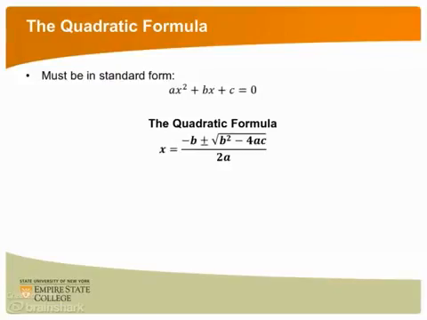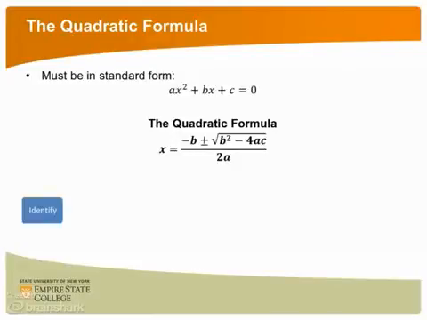What happens when we want to solve a quadratic equation that cannot be factored? We must use the all-powerful quadratic formula. To use the formula, the equation must be written in standard form: ax squared plus bx plus c equal to 0. The solutions for x are then equal to negative b plus or minus the square root of the quantity b squared minus 4 times a times c all over 2 times a. This formula looks very imposing.